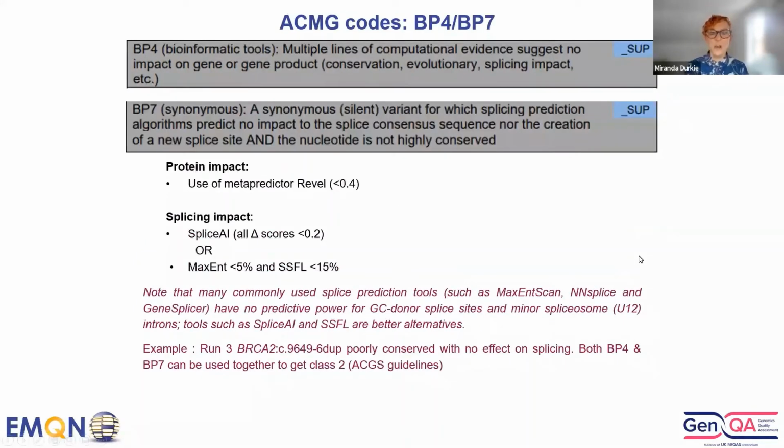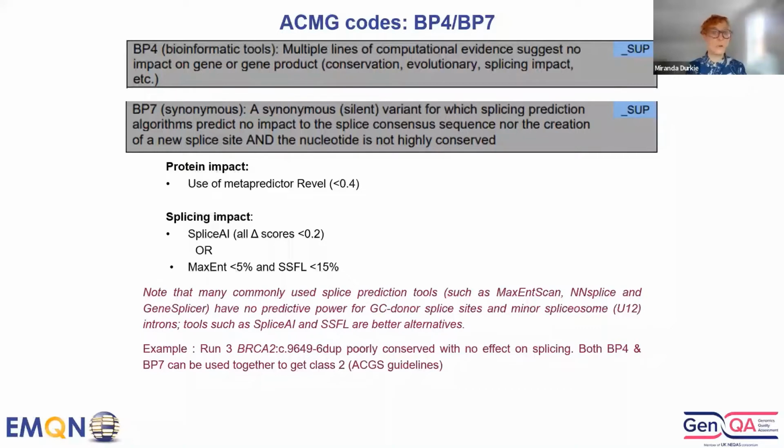So onto the other computational tools, which is BP4, the opposite of PP3 for the multiple lines of computational evidence. And then we also have the BP7, which is for a synonymous or a silent change. And here you also have to look at the splicing, but you also have to check that the nucleotide is not highly conserved. So again, the same tools as before. A little caveat that some of the older tools aren't so good at looking at things like the GC donor splice site or the minor spliceosome, but SpliceAI does work really well for those.